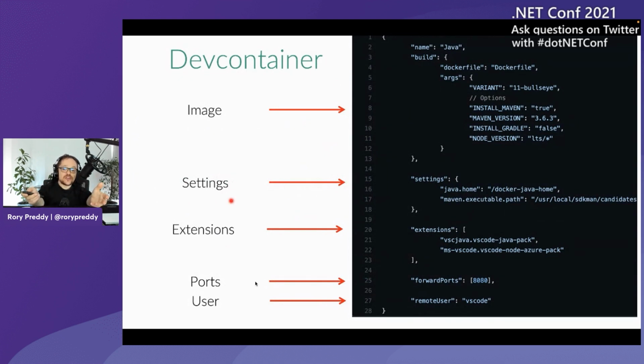This is the Java version. You can see you've got your image, so the Docker file that you're going to use. Then the settings are what you want to install locally, or some settings for Visual Studio Code. The extensions you want to install: in this example, I'm going to install the Java extension. You might want to install the .NET Core extension, and then I'm going to install the Azure pack to deploy to Azure. I want to open up a port on port 8080, and then my user, that's the Docker user I'm going to use to run locally as a kind of super user.